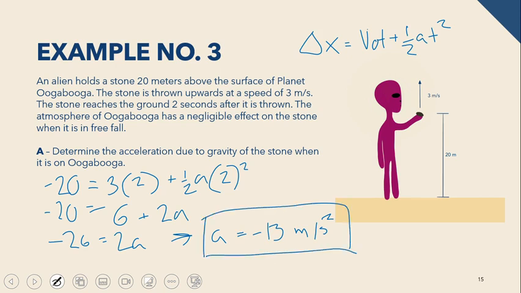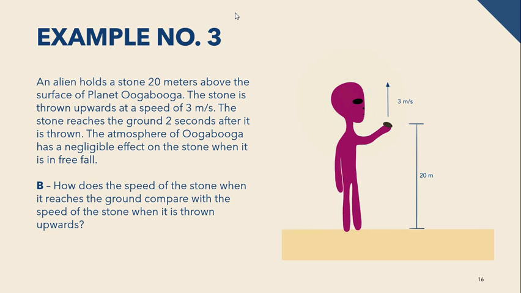Example number 3, part B. How does the speed of the stone when it reaches the ground compare with the speed of the stone when it is thrown upwards? So when the stone is coming down and it reaches the same height that it was thrown from, its speed, which is the positive version of velocity, will be 3 meters per second.